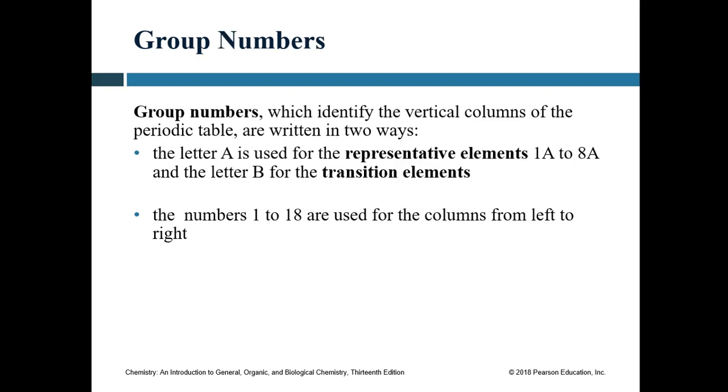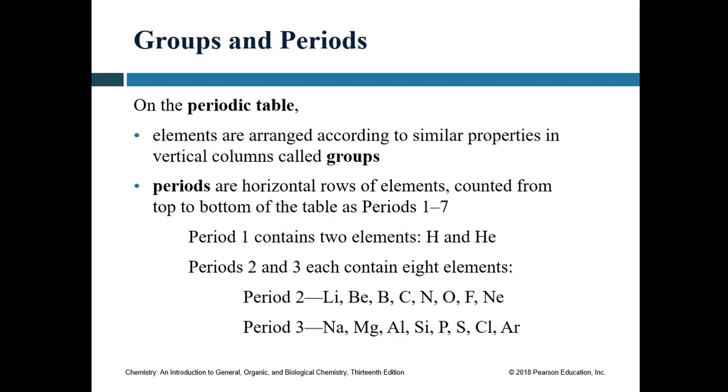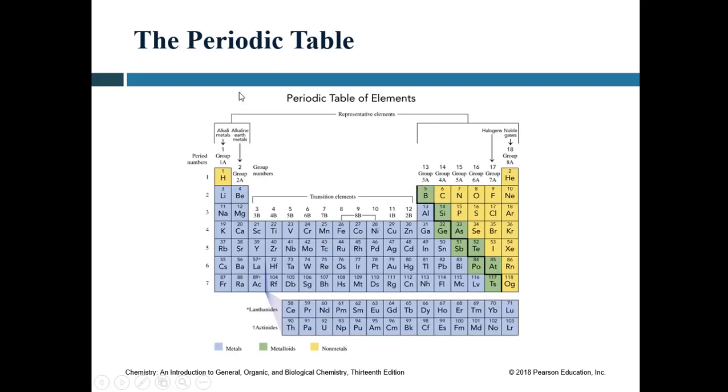Group numbers identify the vertical columns of the periodic table. They can be written in two ways. The letter A is used for the representative elements, 1A to 8A, and the letter B is for the transitional elements. So that's one way. So let's go back here to look at that. So here's our 1A, 2A, and then 3A, 4A, 5A. And that's if we're not even talking about the transitional elements.